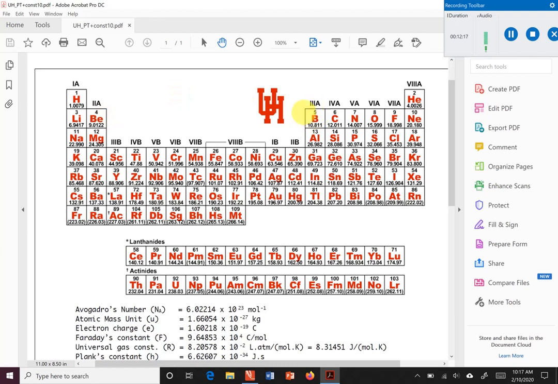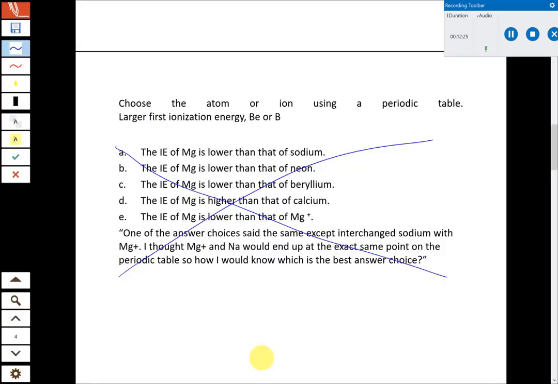Now boron, B, is to the right, but remember that the ionization energies in group 2A are abnormally large. So if we're finding the one that's larger here, it's going to be Be in this case, again because group 2 elements are abnormally large.